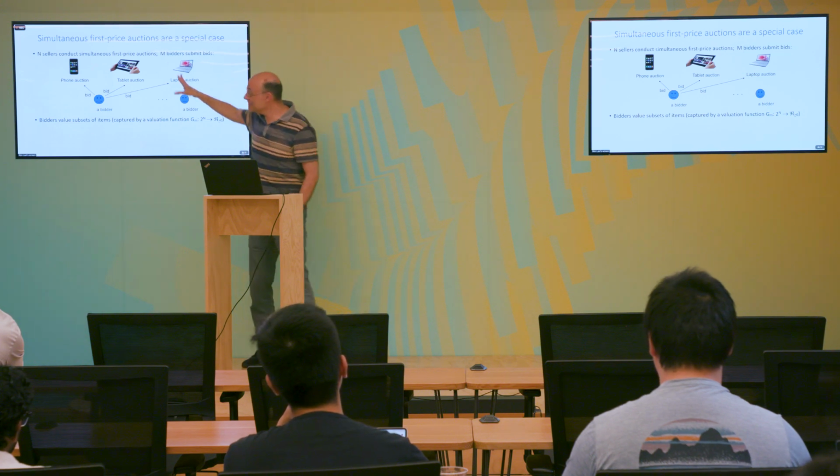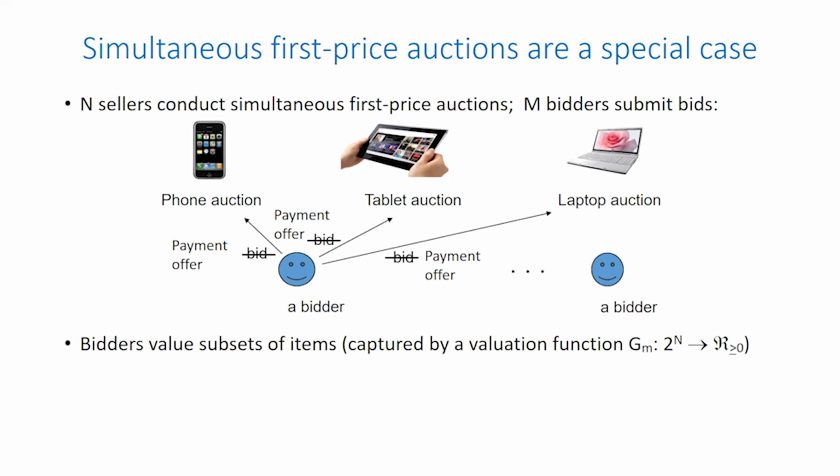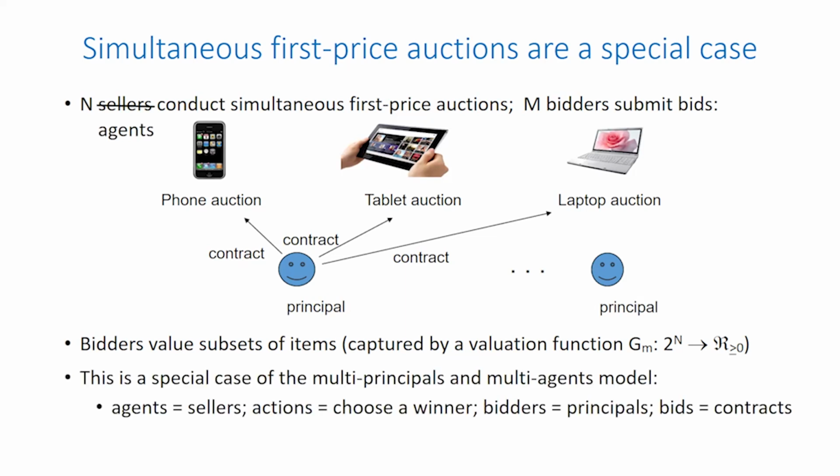And I want to argue that this is actually very similar to a contract scenario. It's a special case of a contract scenario, because if you notice, the bids are actually payment offers, which is exactly what principals are doing in the contract world. So the entities that are offering payments are the principals. So we could call the payment offer a contract. And then the entities that offer the contracts are the principals. So we could replace this with principals. And the entities that receive the contracts, the payment offers, and act upon that are the agents.